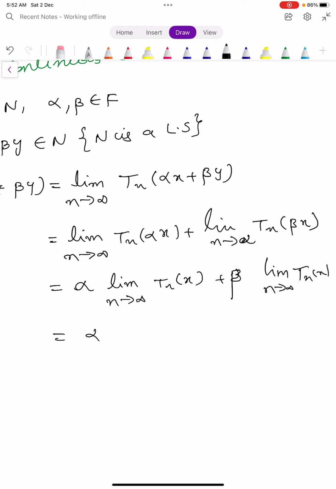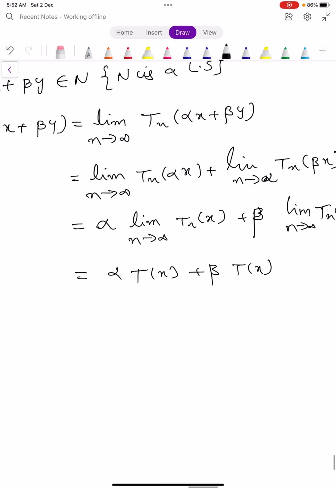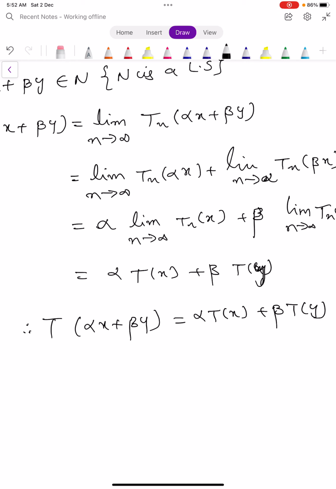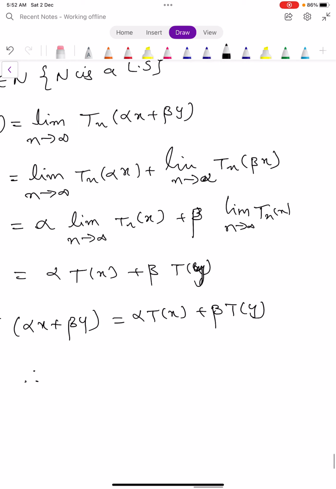You simply write alpha into T of x plus beta into T of x. Therefore, we conclude that T of alpha x plus beta y is equal to alpha into T of x plus beta into T of y. I am sorry, this is y. Here also, every time I wrote x instead of y, please remember that correction. This is not x, this is y everywhere. Beta y, here also y, here also y. So capital T is a linear transformation.